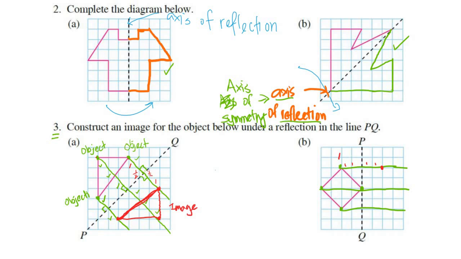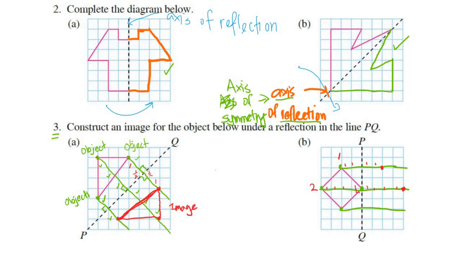Okay, so then this is the second point. Okay, so I count 1, 2, 3, 4. They have 4 unit distance perpendicularly from PQ, our axis of reflection. So the image also will be 4 unit away from the axis of reflection. So we count 1, 2, 3, 4. Okay, so this is a point.